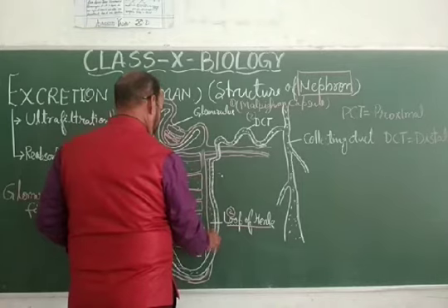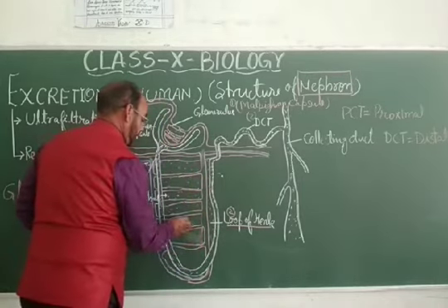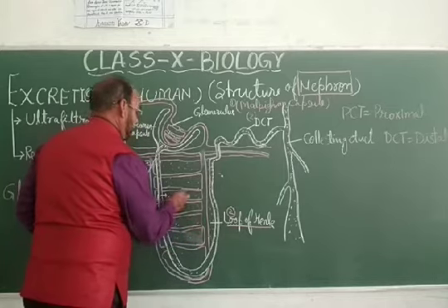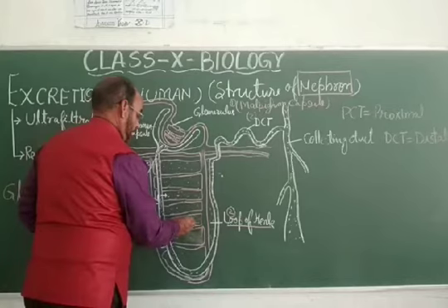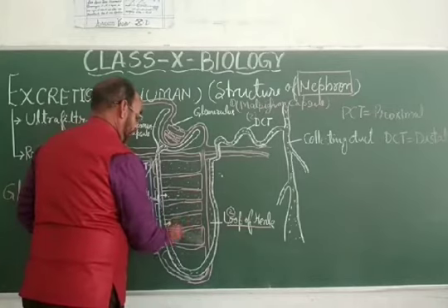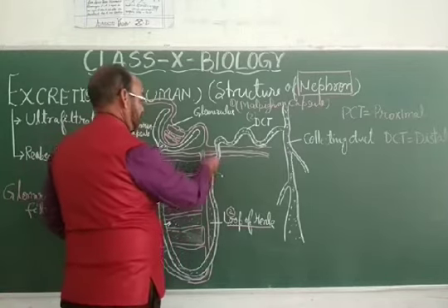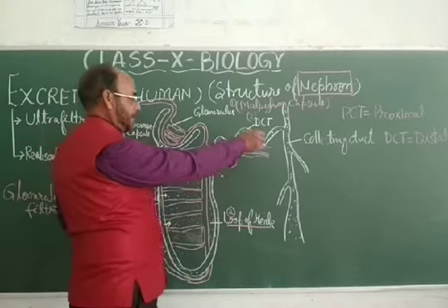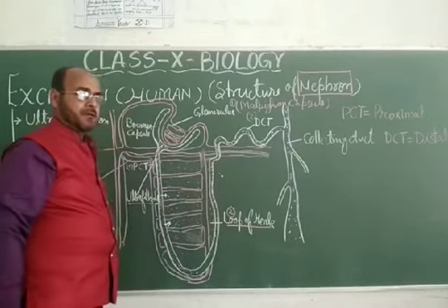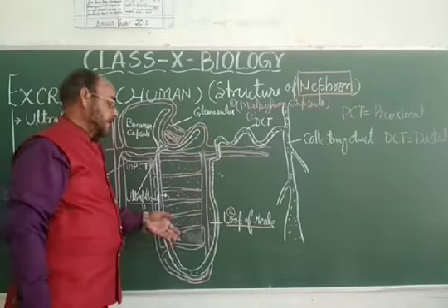This second step of excretion, reabsorption, is very important as far as the essential amino acids, glucose, and inorganic ions are concerned. They should not go into this tubule, into the collecting duct, because they are essential for the body. They have to be absorbed by the body, by the blood capillaries.